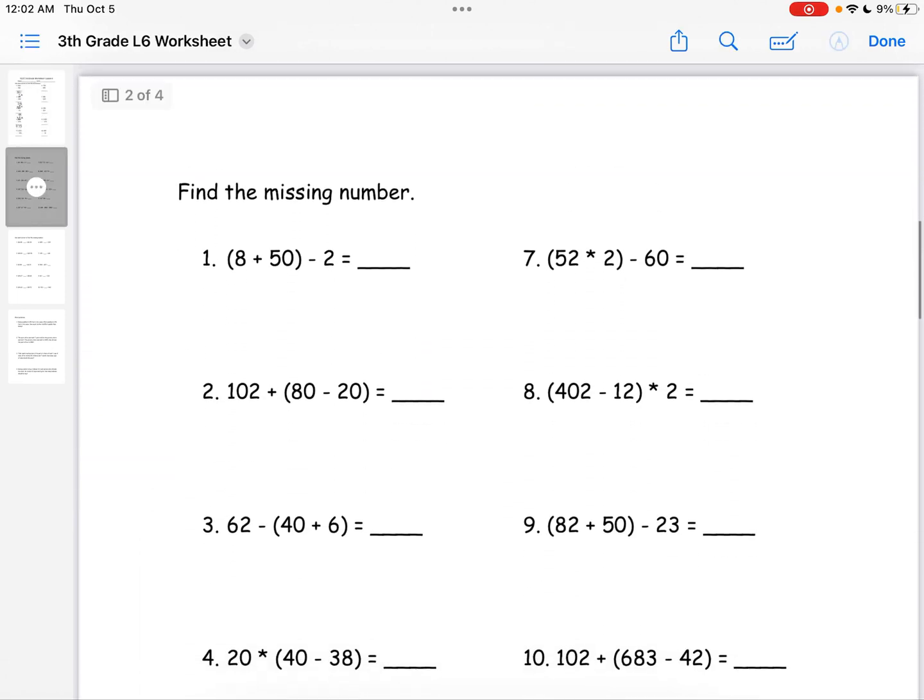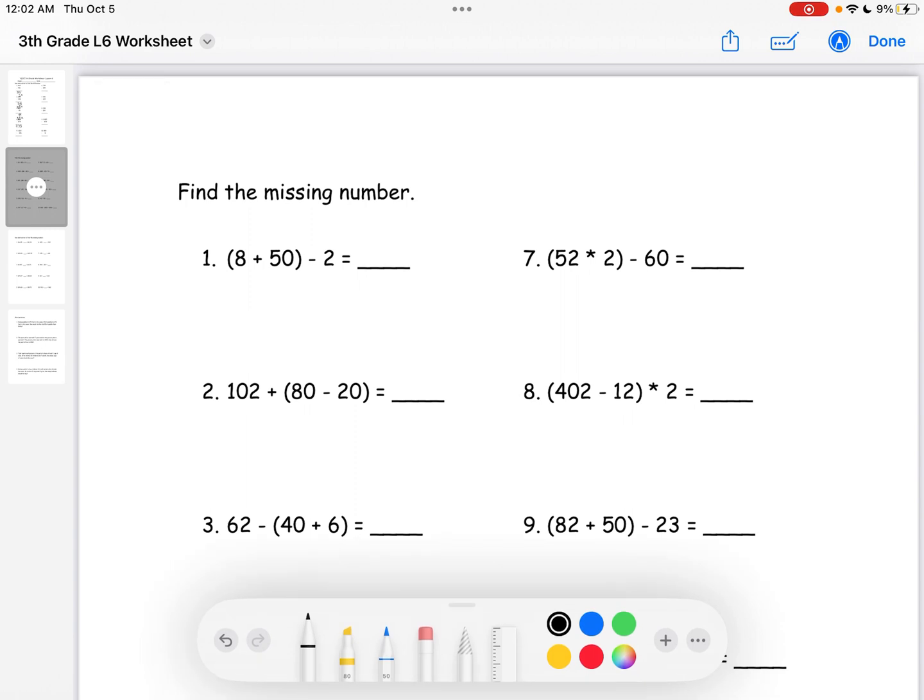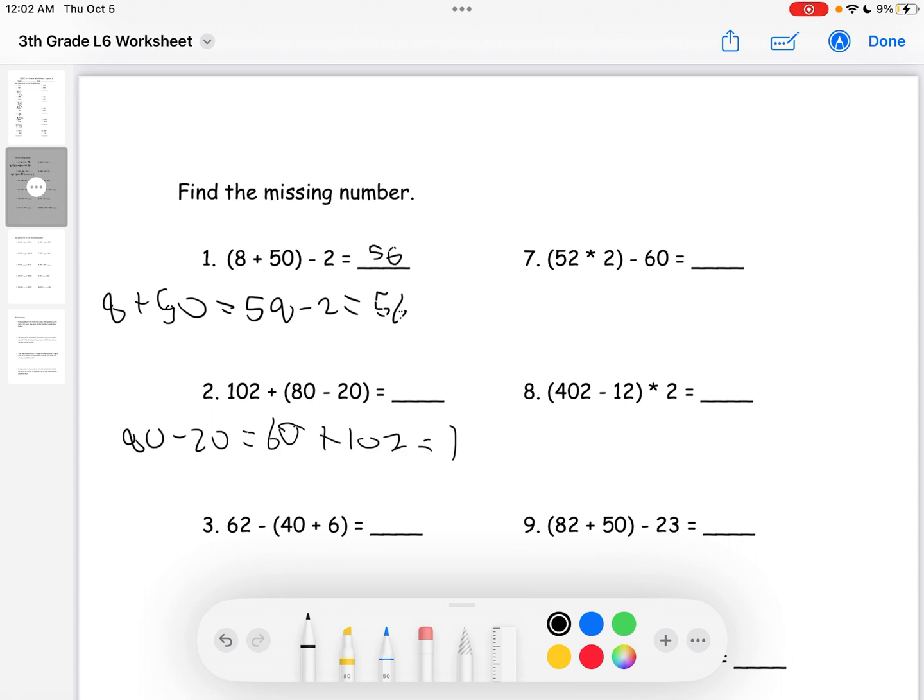We'll move on to the second page, which says find the missing number. So we'll do the first one, which is 8 plus 50 equals 58 minus 2, which obviously equals 56. So the answer would be 56. We'll do number 2 now, which is 102 plus 80 minus 20. So since the 80 minus 20 is in parentheses, we have to do that first. 80 minus 20 equals 60. Plus 102 equals 162. So the answer would be 162.